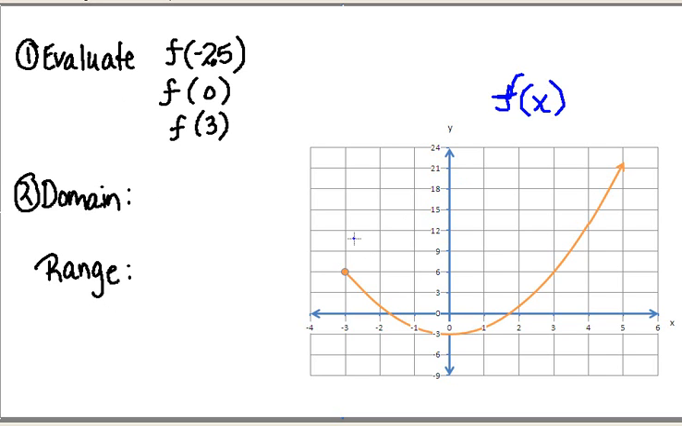All right, so the first thing we want to do is evaluate f of x at some given x's. The first one I ask is f of minus 2.5. The way you're going to use the graph to do this is you go to minus 2.5 on the x-axis, because remember this is f of x. So when I write f of minus 2.5, in place of the x I put a minus 2.5.